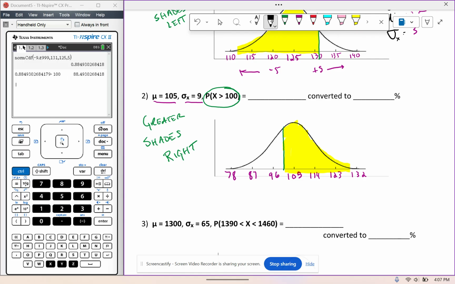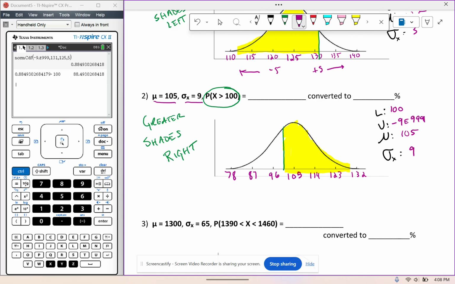Then put it in your TI Nspire: my lower, my upper, my mean, and my standard deviation. This time my lower is 100. Also notice, 100 right here is my lowest bound. That's the lowest spot it can be. And it goes on for we don't know how long, so we put in negative 9E999. My mean is 105, and my standard deviation is 9.